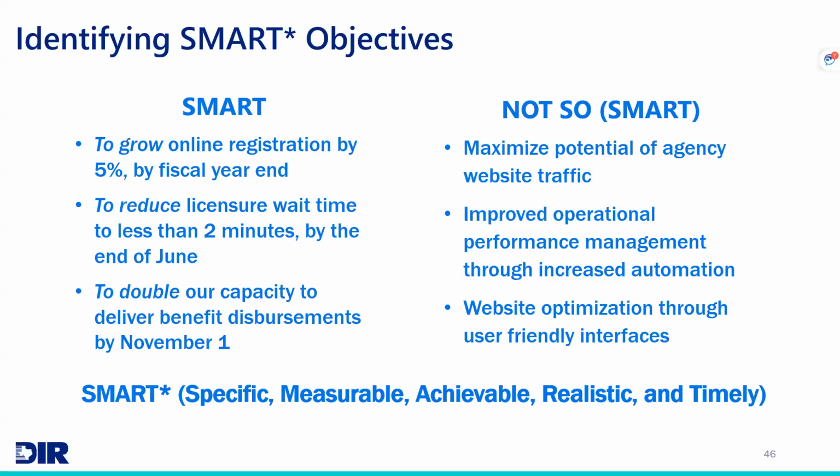Just a couple of quick examples. A SMART goal is to grow online registration by 5% by fiscal year end. Bam, it's specific, it's measurable, it's achievable. A vague goal would be to maximize the potential of the agency website. Yeah, it's a goal, it sure is, but it's not really a specific or measurable one. Just like the second one, a SMART goal is to reduce licensure wait time to less than 2 minutes by the end of June. Boom, measurable and specific. And another one, to double our capacity to deliver benefit disbursements by November 1st. So those are examples of SMART goals. Make them measurable, achievable, and realistic.